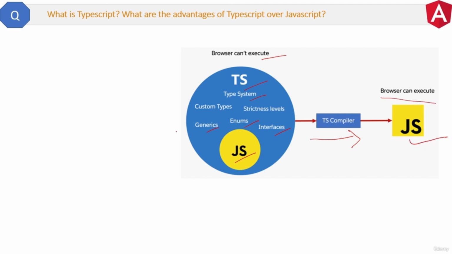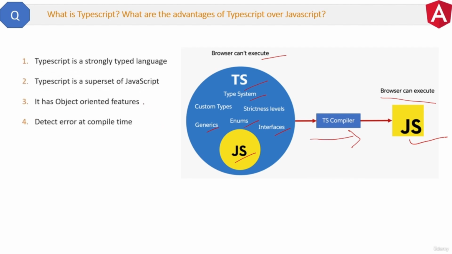Now let's see all the points about TypeScript. What is TypeScript and why do we need TypeScript? See, TypeScript is a strongly typed language while JavaScript is a loosely typed language. TypeScript is a superset of JavaScript, which means all the JavaScript code is also valid TypeScript code. TypeScript has object-oriented features like classes, interfaces, etc., whereas JavaScript does not have object-oriented features. TypeScript detects errors at compile time, whereas JavaScript detects errors at runtime only.